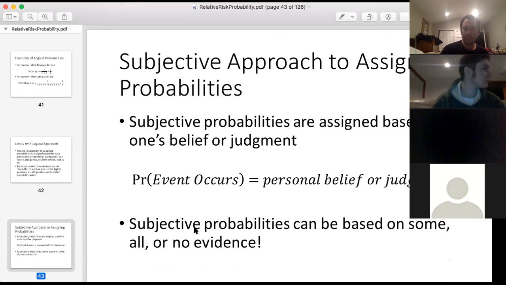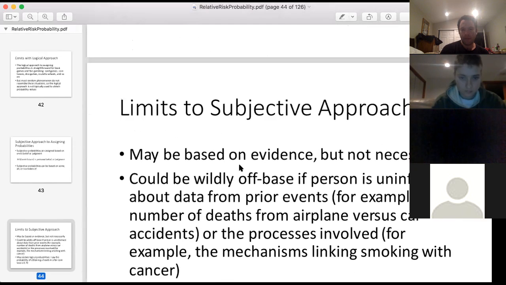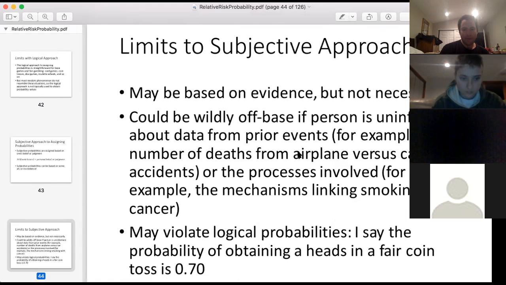And the subjective method is really assigning probability based on one's belief or judgment. So the probability of an event is basically based on your beliefs. It's not really based on any evidence. It might be, but there's no guarantee. Of course, this is going to have the most limitations.